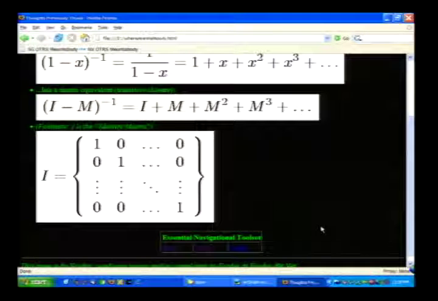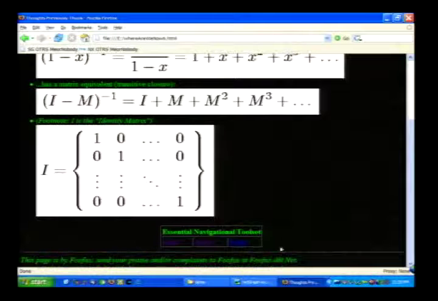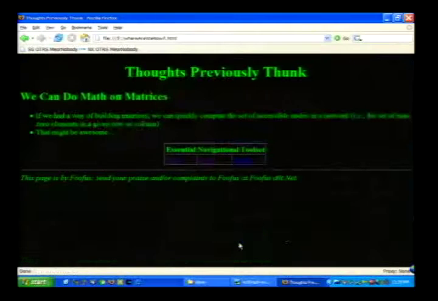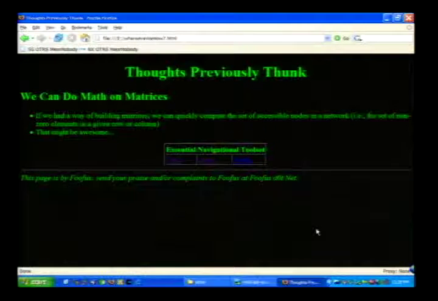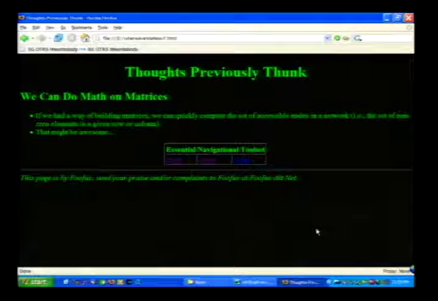And what this allows us to do is compute something called closure, or transitive closure, on our graph. In other words, we can take an individual adjacency matrix and say, regardless of the length of the path, can you get here from there? If you have a 0 in that matrix, you can't get there, and if you have anything else, you can get there. So if we had a way of building matrices, we could quickly compute the set of nodes that are accessible on a network. So the set of non-zero elements. And that might be awesome and not bullshit.